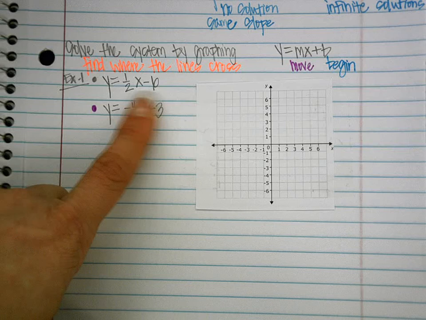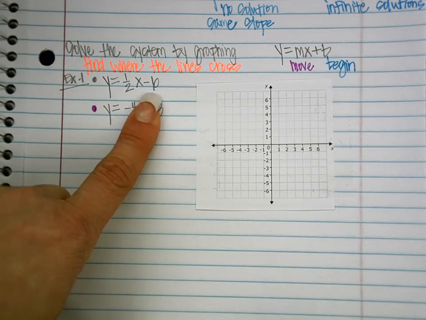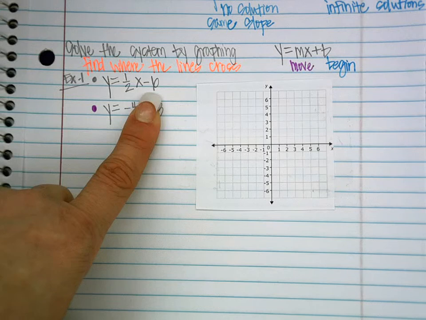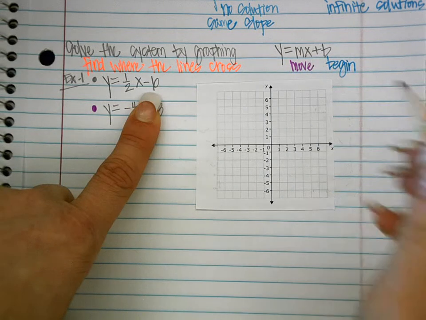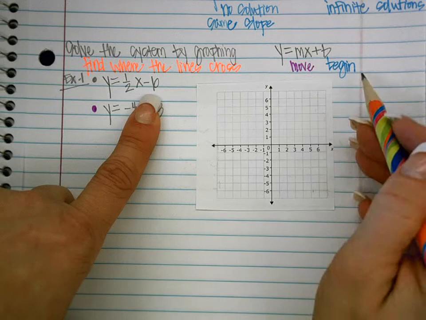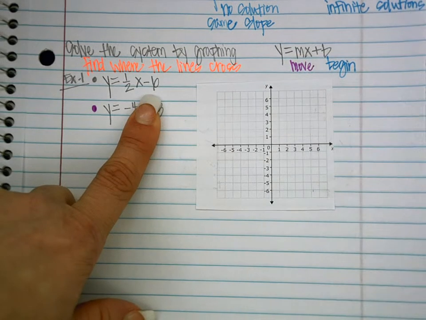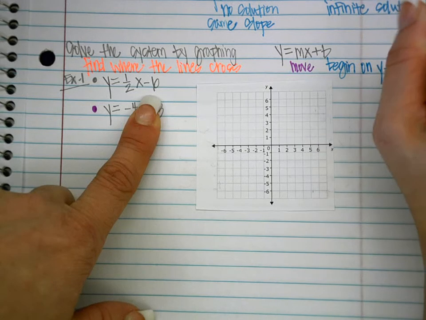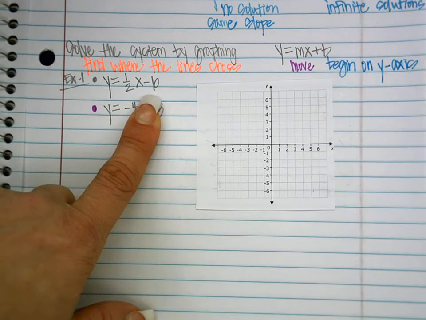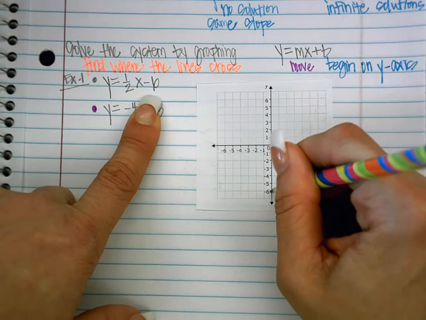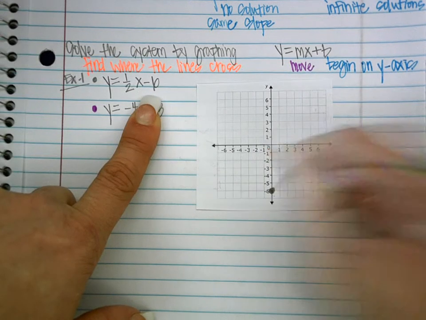Negative 6. So negative 6 is that up, down, left, or right 6? Down. This is the y-intercept. So the beginning point is always on the y-axis. So we're going to put our first point at negative 6 on the y-axis. Down here, put your first point at negative 6.